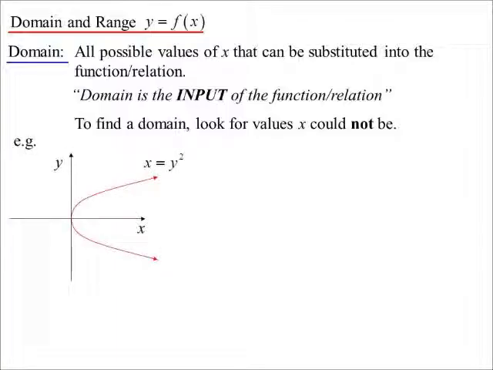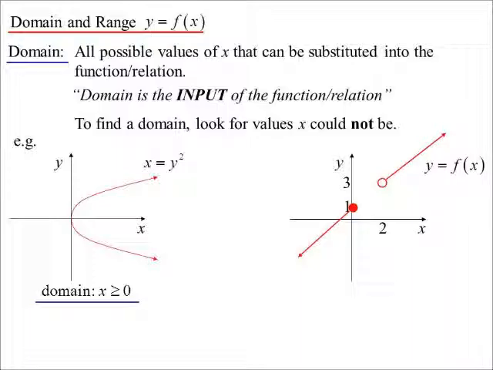So here's x equals y squared again. Looking at the picture, nice and easy. Domain, x is greater than or equal to 0. It only exists for those x values. But one like this, the domain is x is less than or equal to 0, less than or equal to, because of course the endpoint is coloured in. But on the other side, it's just greater than because the endpoint is not included. So x is greater than 2.